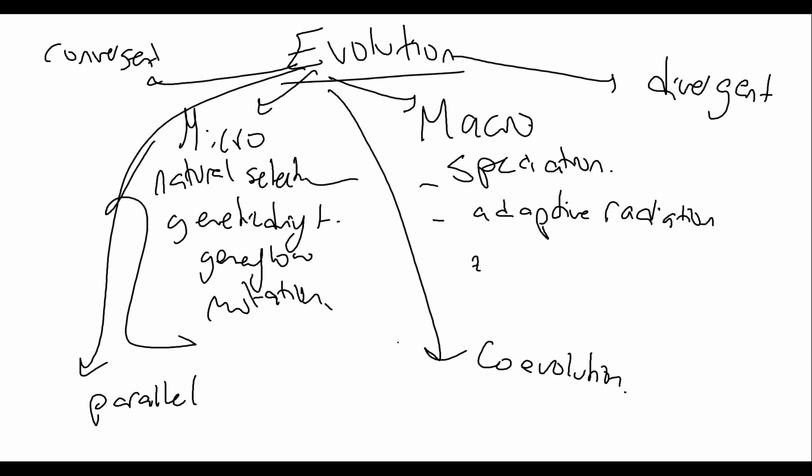However, convergent evolution occurs when unrelated species have a similar trait independently. As an example, the wings of bats and birds. Bats are one species, birds are another species, but both of them have wings. This is called convergent.